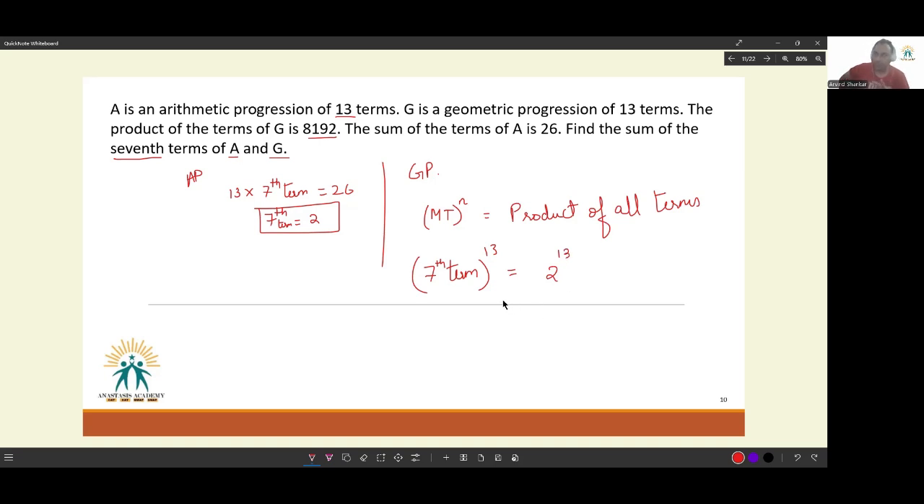Every one of us, hopefully at one point or the other, played the game 2048, the mobile application. 2048 is 2 raised to the power 11. Then you have 4096, which is 2 raised to the power 12. And then you have 8192, which is 2 raised to the power 13. Which tells us the seventh term of the GP is also equal to 2. So now, the wonderful thing is find the sum of the seventh term of A and G. You have 2 from here, you have 2 from here. The answer to the question will be 4.